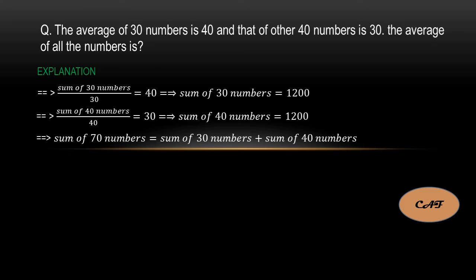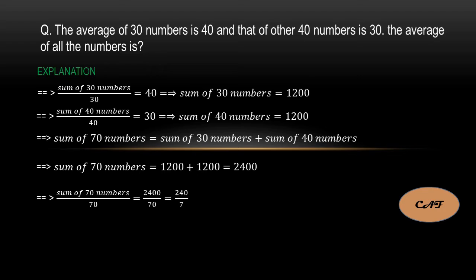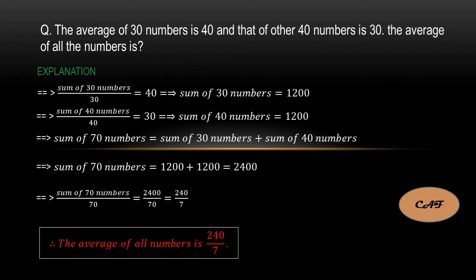So they are asking the average of 70 numbers, which is the sum of 70 numbers divided by 70. How will we get the sum of 70 numbers? Sum of 70 numbers is equal to sum of 30 numbers plus sum of 40 numbers. We have both values, so substituting in this equation, you get the sum of 70 numbers is equal to 2400. So the average is 2400 divided by 70, which is equal to 240 by 7. This is the average of all numbers.